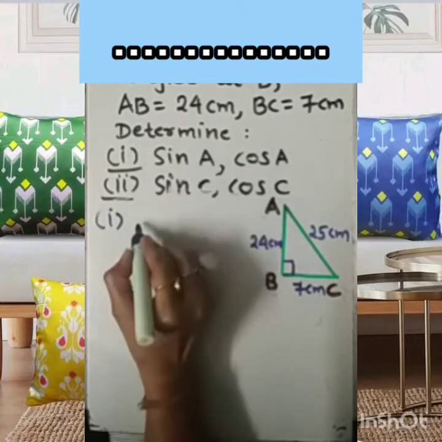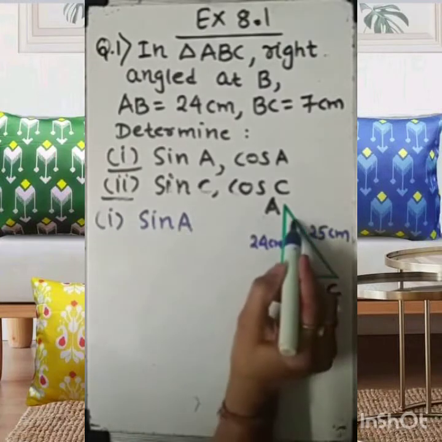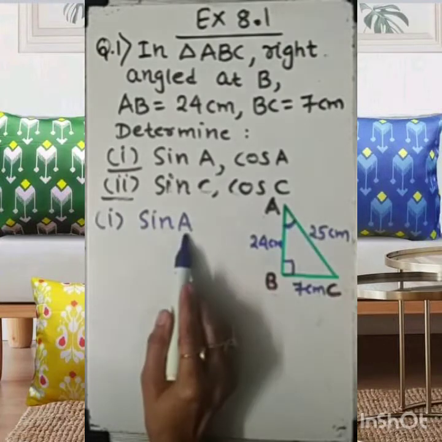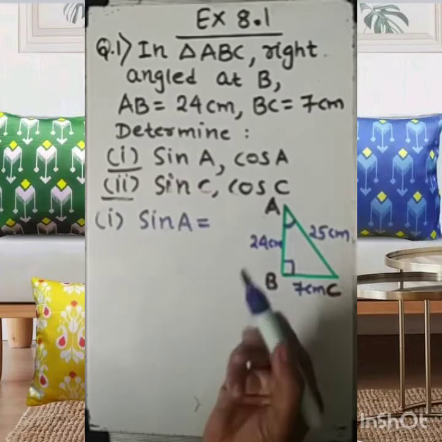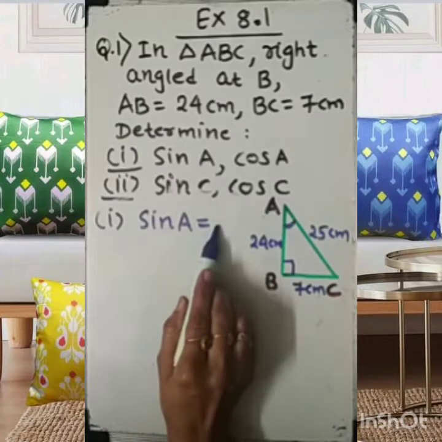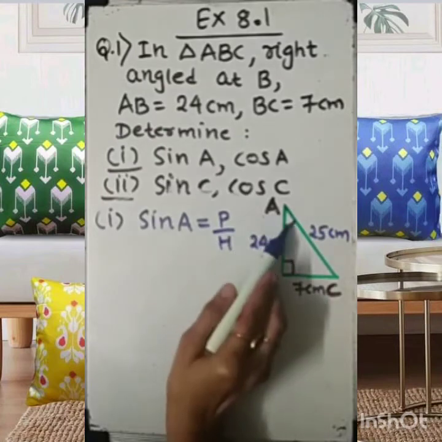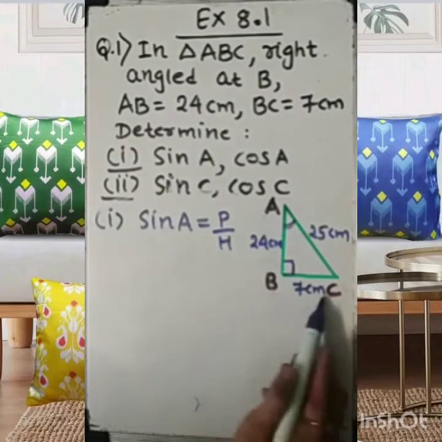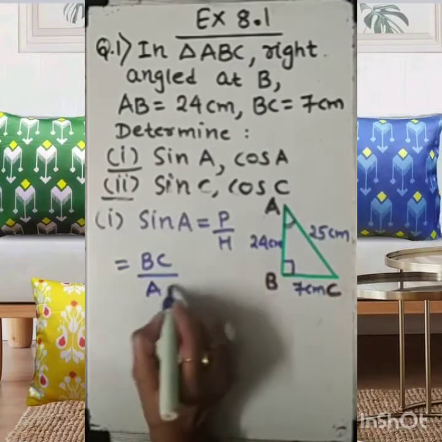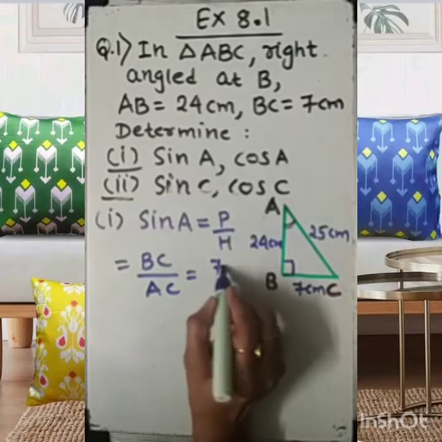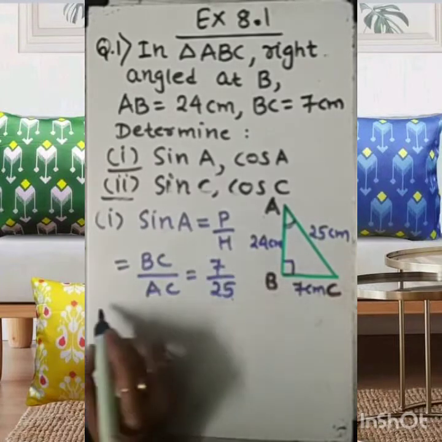First one, sine A. Dear student, please focus on A. This time we are considering A as an angle. Sine A, as you know, sine means perpendicular upon hypotenuse. P by H. According to angle A, P will become BC and AC will be the hypotenuse. So BC is 7 and AC is 25. So sine A equal to 7 by 25.